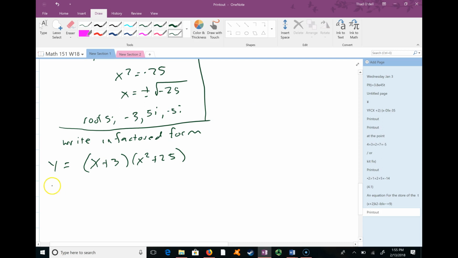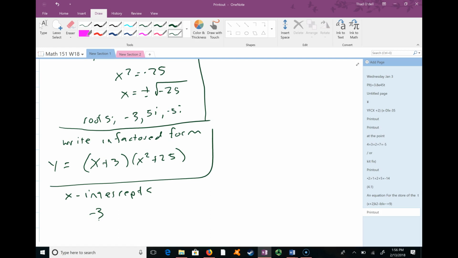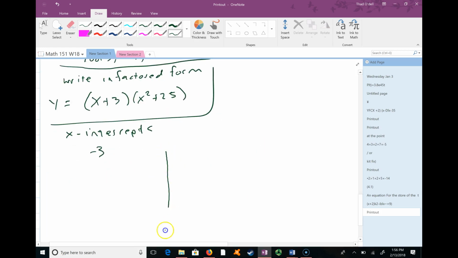And finally, if I would have asked for the x-intercepts, just like I said earlier in the video, imaginary numbers will not show up as x-intercepts, so the only x-intercept for this is negative 3. So this graph only crosses the x-axis at negative 3. Essentially, if you graph it, it looks something like this, and there'll be some bump up here somewhere where it doesn't cross the x-axis.